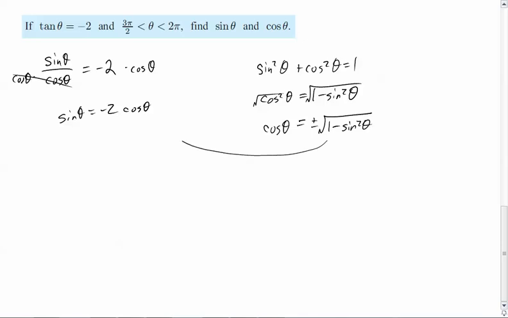We can now take this and plug it in, which means that we now have sine of theta equals -2 times the square root of 1 minus sine squared of theta. Now, how did that help me? I now have a quadratic sine function and I got a square root. Okay, hold on. Just wait a second. We're going to get there.